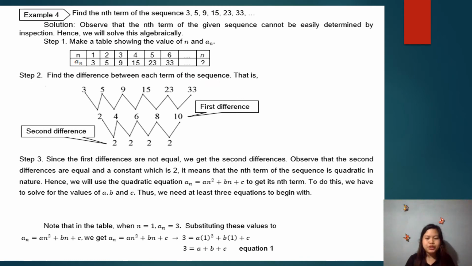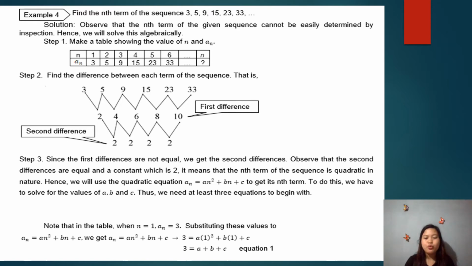Now let's go to example number 4. Find the nth term of the sequence 3, 5, 9, 15, 23, and 33. Solution: observe that the nth term of the given sequence cannot be easily determined by inspection. Hence, we will solve this algebraically.